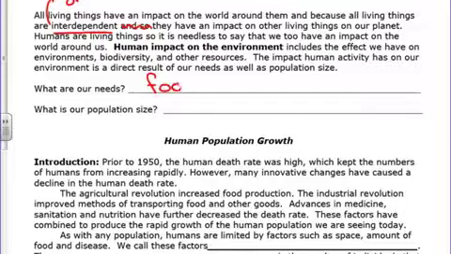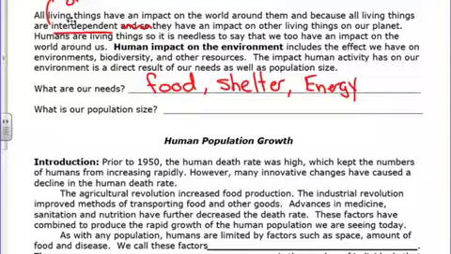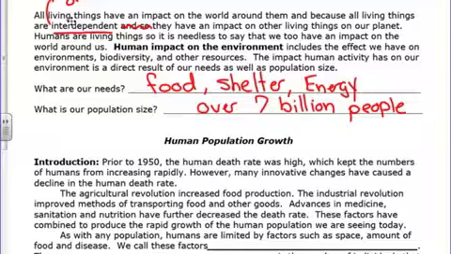So what are our needs? Well, some of them are food, shelter, and energy, and lots of it. We need energy to heat our house, turn on our TV, and to drive our cars. Our population size right now is over 7 billion. So there's over 7 billion people on this planet. We're actually approaching 8 billion people.